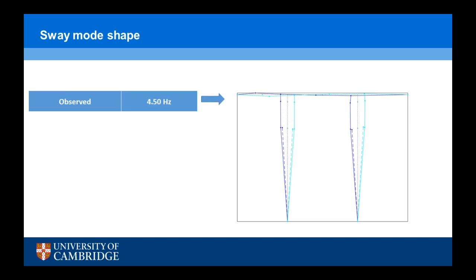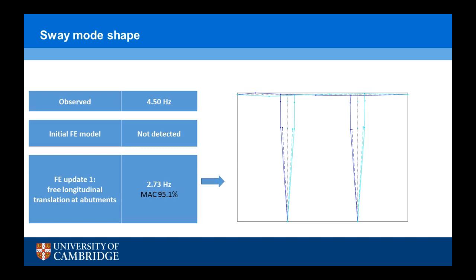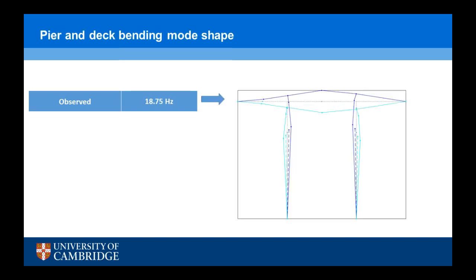The first mode at 4.5 hertz was a sway mode. And as you can see, this is the mode shape we observed using modal analysis. The initial FE model actually did not detect this mode shape. The reason was that we did not have enough data. Because this bridge was built in 1935, we assumed that the abutment to beam connection is pinned, because there are no bearings. But in fact, when we look at the mode shapes, we could see that there's a sway mode, so the connection has to be changed. So we freed the longitudinal translation at the abutments, which gave us a mode shape similar to what we observed with the modal analysis.